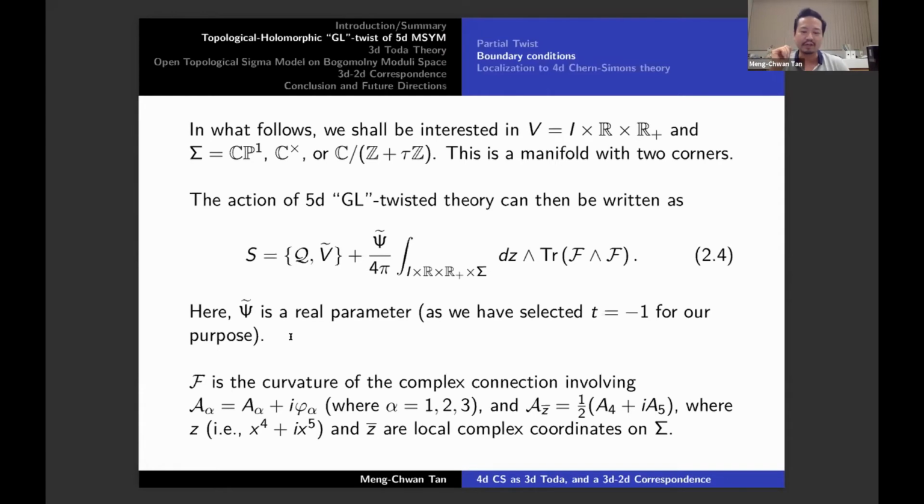F here is the curvature of the complex connection involving A alpha. Alpha runs from 1, 2, and 3 in the V direction, which is I cross R cross R plus. And then A_z bar, these are directions on sigma. Sigma itself has a z and z bar coordinate, and z is x4 plus i x5. This is the same sign because it's a contravariant vector, so the indices are at the bottom. z and z bar are local complex coordinates on sigma.